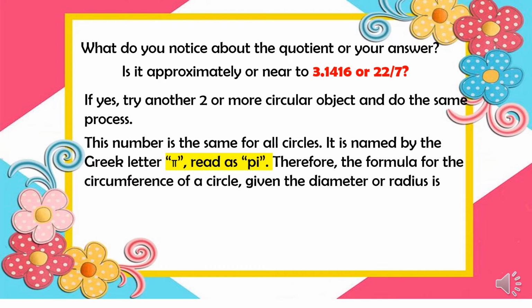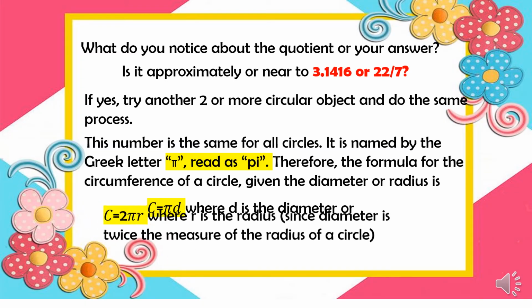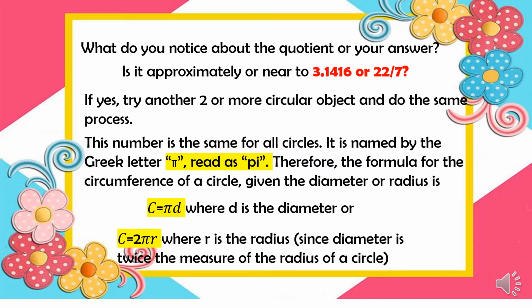This number is the same for all circles. It is named by the Greek letter pi, which is read as pi. Therefore, the formula for the circumference of a circle given the diameter or radius is C equals pi d, where d is the diameter, or C equals 2 pi r, where r is the radius, since the diameter is twice the measure of the radius of a circle.